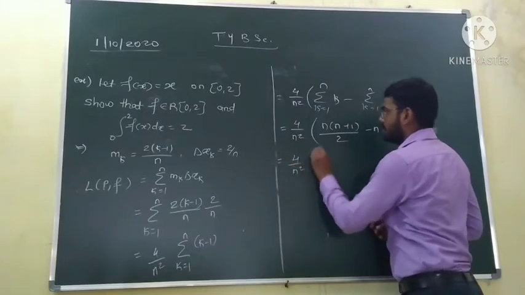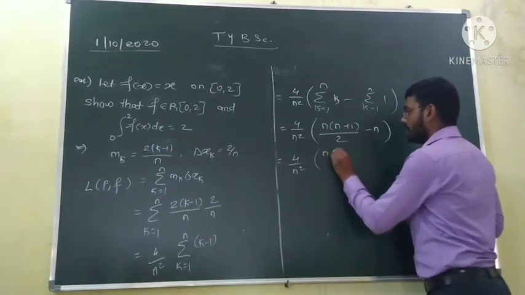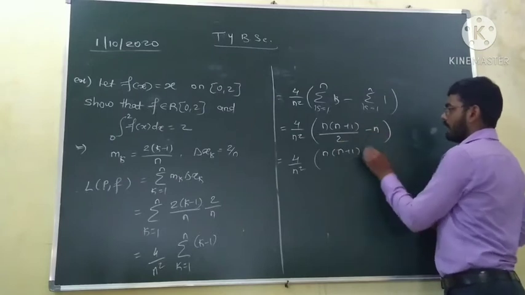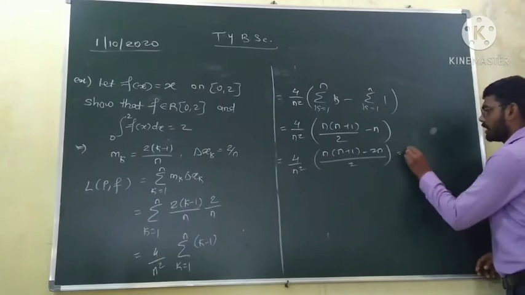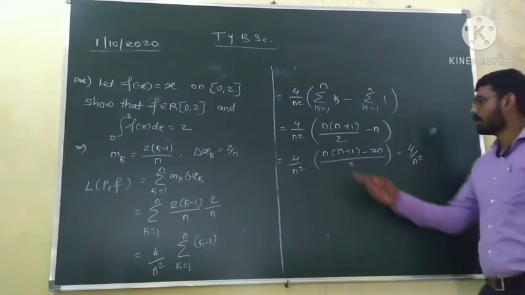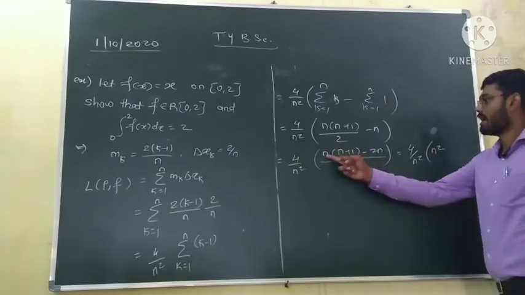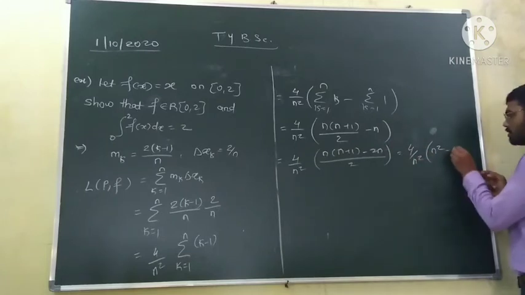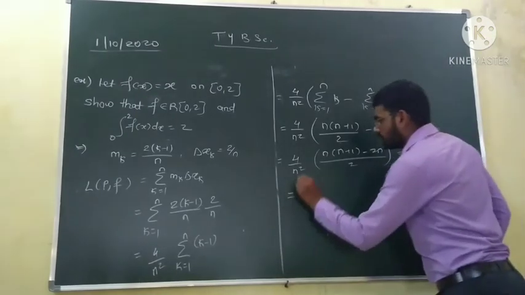So this becomes 4 by n square. Now take this subtraction. So n into n plus 1 minus twice n upon 2. So this becomes 4 by n square into n into n square, n into 1 n minus twice n. So n minus twice n, which is minus n upon 2. Okay.